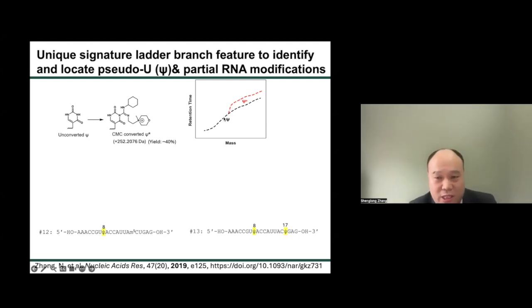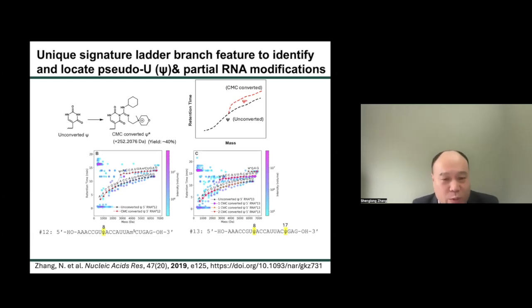So you can see this curve is branching here, but also the CMC conversion is not 100%. So we're going to see two curves. One is the original one, the unconverted one. One is a new one that converted. All starting from this pseudouridine. So our data actually match very well. You can see the branches as we expected, and this indicates where the pseudouridine is located. And if there's more than one pseudouridine, we can see multiple branches.